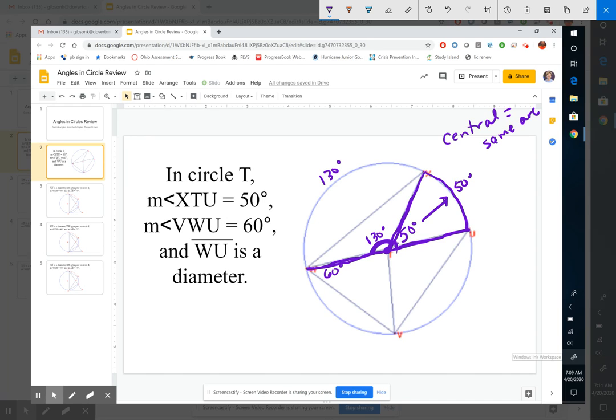Now, it would be really nice to just use vertical angles and jump that 50 to the other side, but these are not straight lines. See how that takes a turn? So we can't just use vertical angles. We've got to use something else. And that's where the 60 comes in.